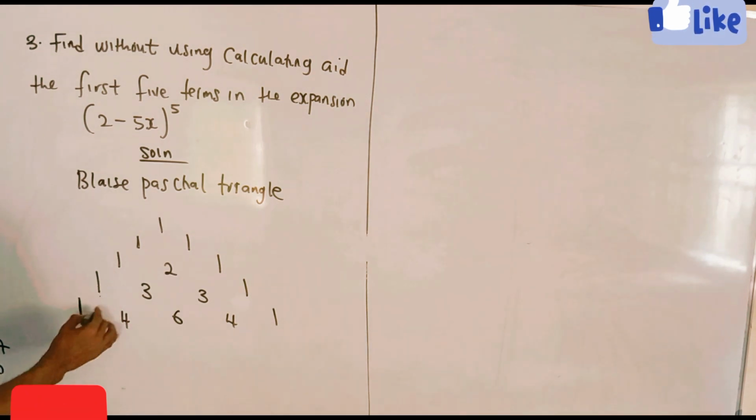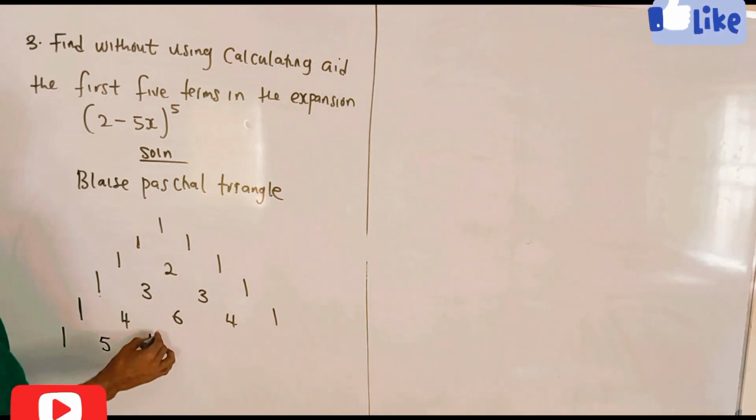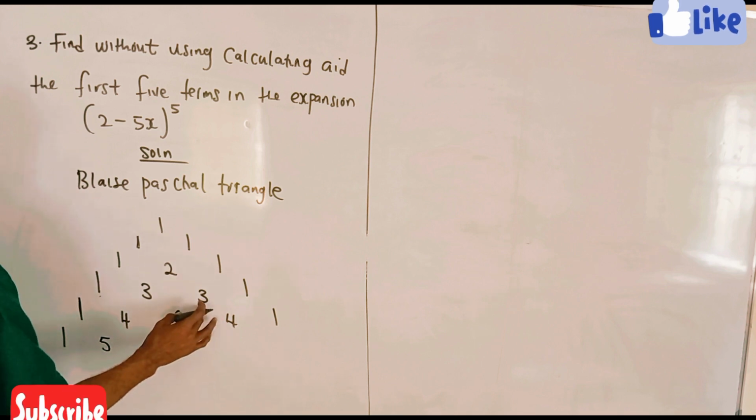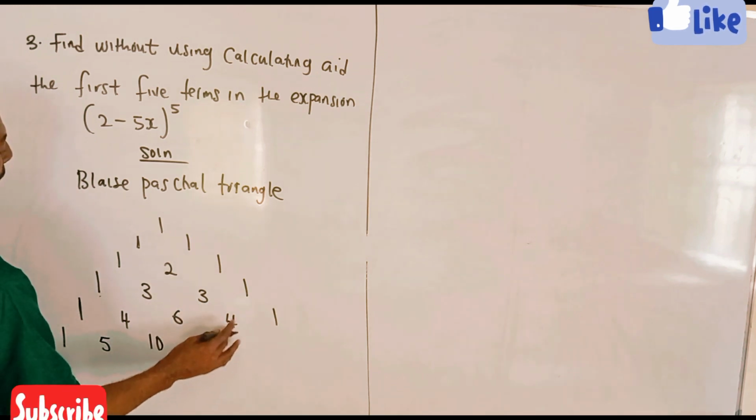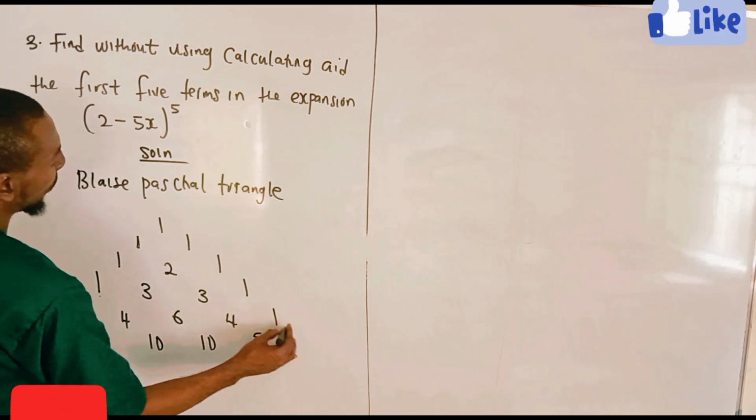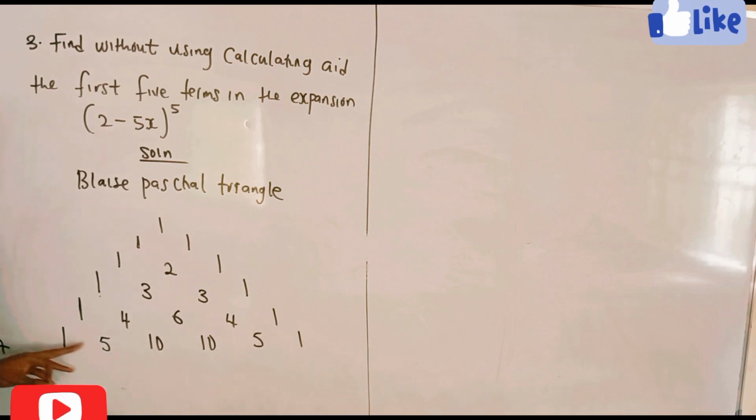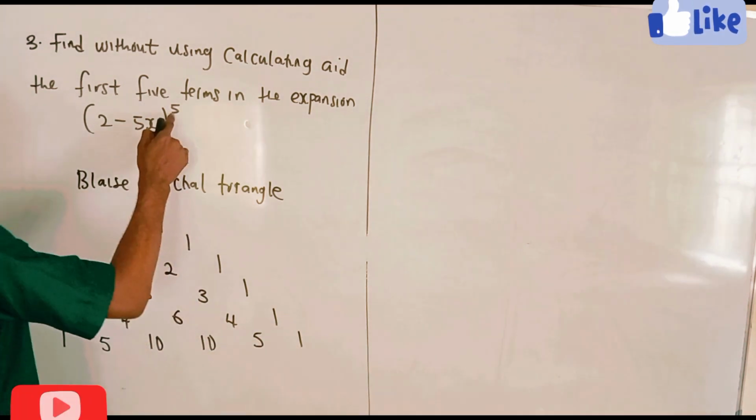1 plus 4 is 5, and then right in the middle, 5. 4 plus 6 is 10, right in the middle, 10. And 6 plus 4 is another 10 in the middle. And then 4 plus 1 is 5, right in the middle. Then shift away from here and have 1. So actually, this is the Pascal coefficients corresponding to the power of 5.